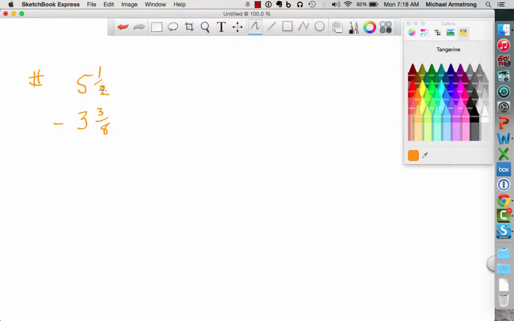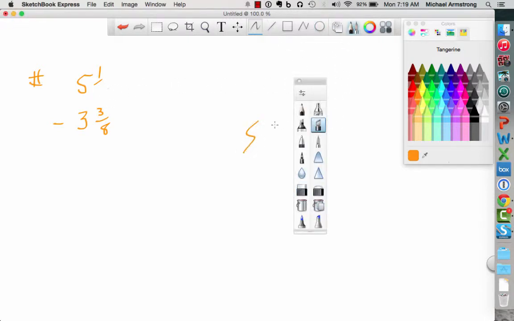I said eighths, but I wrote down halves. This is 1/8. Hate it when I do that. It makes life hard. Okay. Whoops. Hate it when I do that too. Yep. Okay, 1/8.